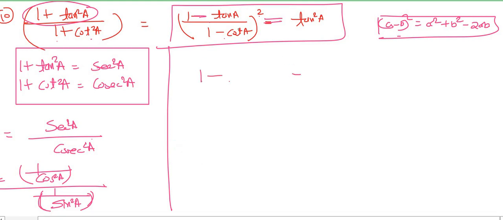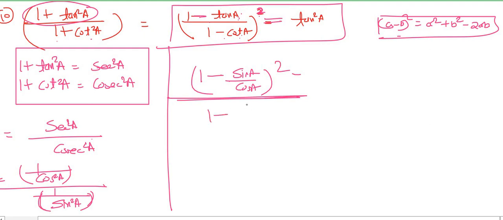1 minus tan is what? Sin by cos A, square divided by. See, this square will go to both top and bottom. So bottom, what is it? 1 minus cot. Cot is what? Cos by sin A, square. Right? Yes. So let's simplify it.